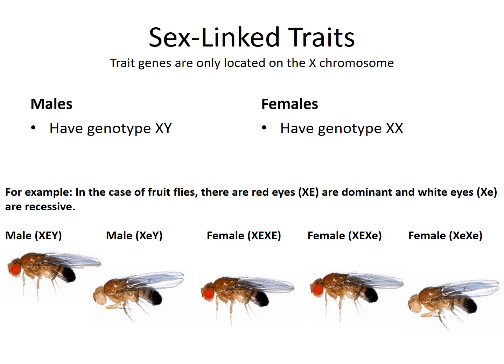So a male with an X capital E Y will have red eyes. A male with X lowercase e Y will have white eyes. Females could have, for red eyes, X capital E X capital E, or X capital E X lowercase e. Again, this is a case of complete dominance on a sex-linked trait.